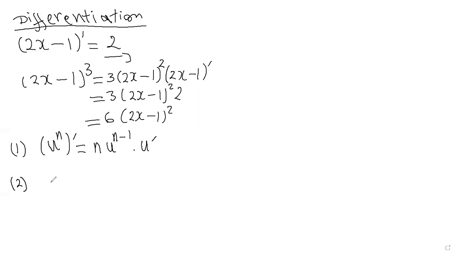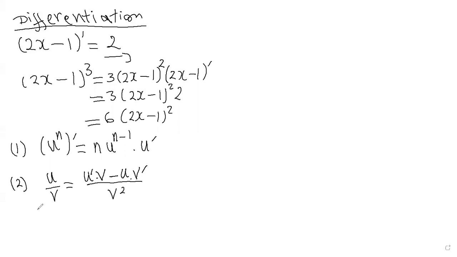Number 2: if you have, for example, u over v, two functions, how do you derive this? First of all, you derive u, you multiply by v, minus, you leave u, you don't derive u, you multiply by v derived, all over v squared. I'll give you an example.